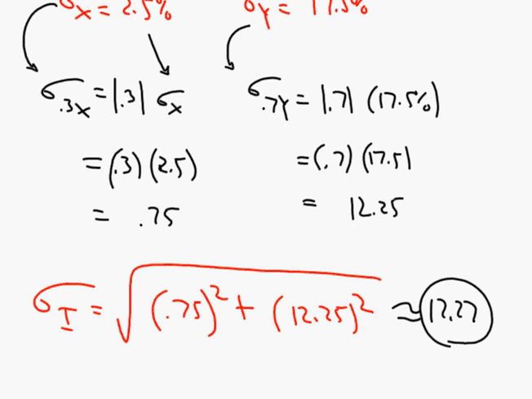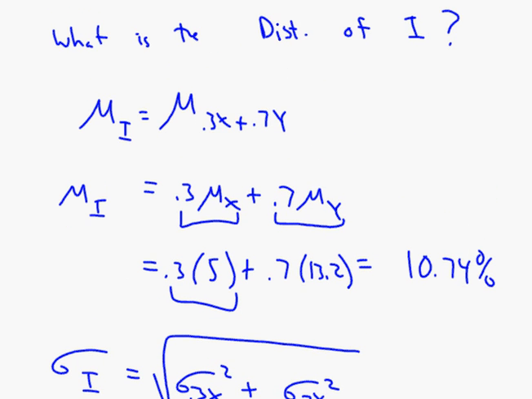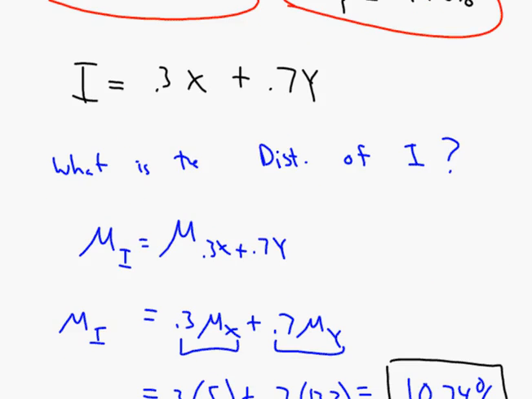So notice, if we go back for a little bit, I had made the comment before that if you looked at the mean of this distribution of the investment, it was 10.74%, which was less than the mean of just investing in Y.